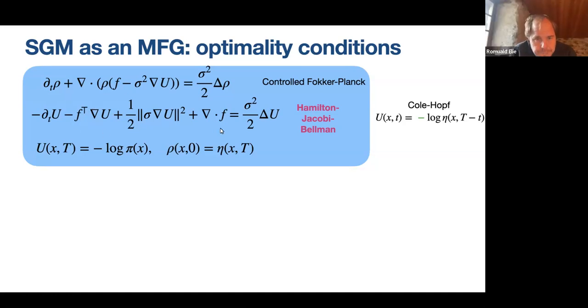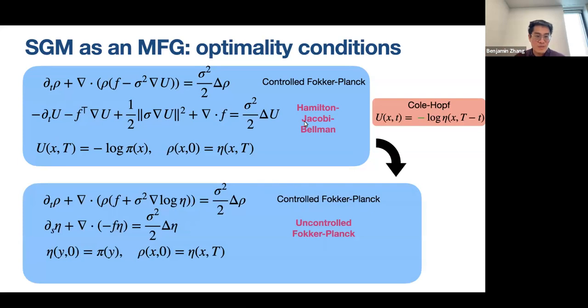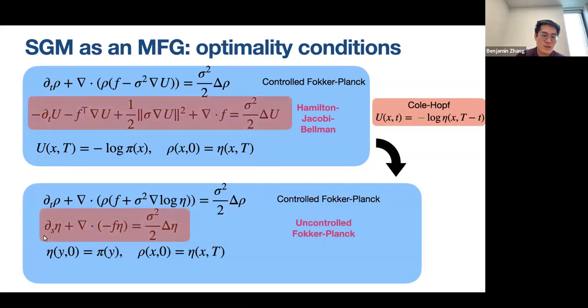Okay. And then to go from Hamilton-Jacobi to the uncontrolled Fokker-Planck, you do this Hopf-Cole transform with a time reversal, because the Hamilton-Jacobi is a backward equation, right? You can do some algebra, and basically this equation up here will turn into this uncontrolled Fokker-Planck. Okay, thanks. And maybe it's hidden in the boundary condition somehow. Yes, this terminal condition at time T here becomes an initial condition over here: eta of y at 0 is equal to pi of y. Thanks for clarifying.